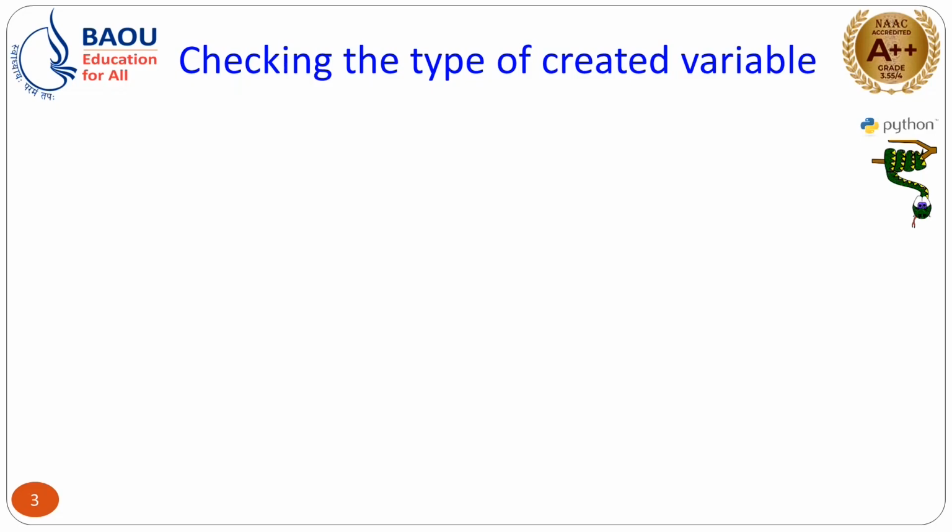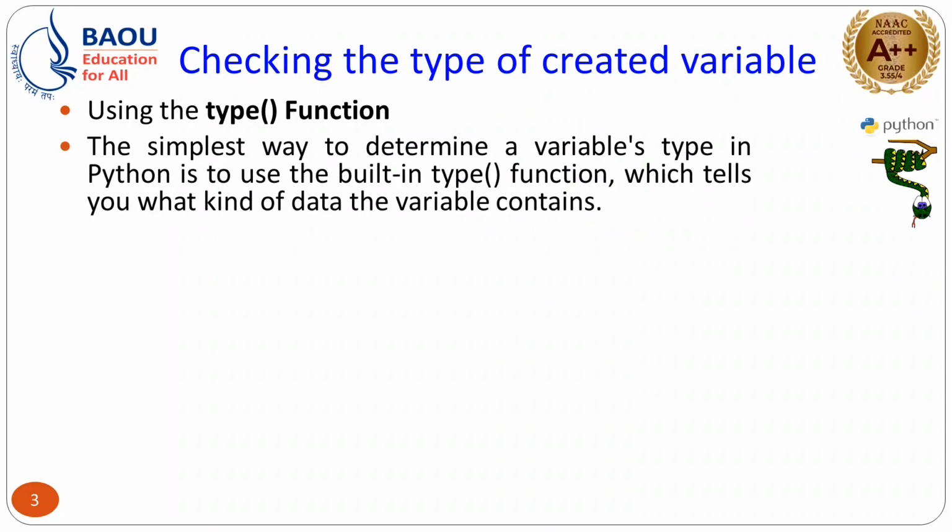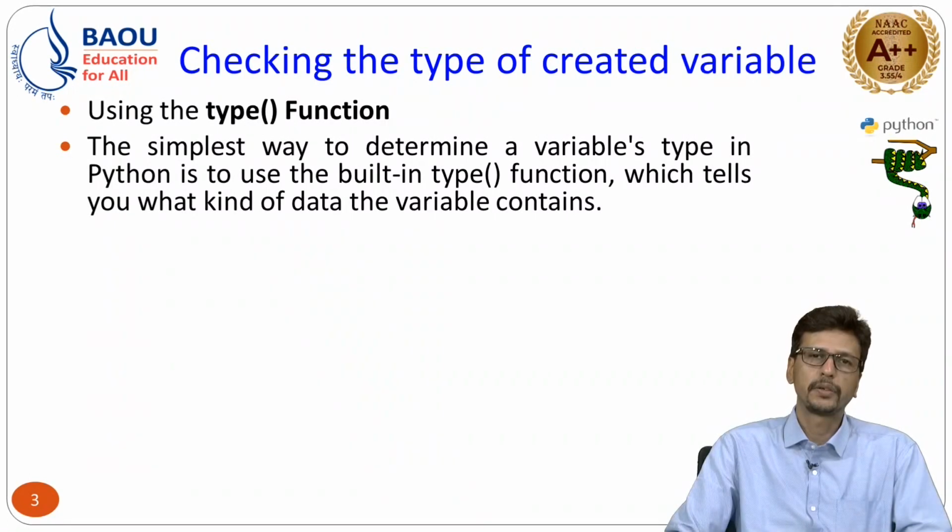Here, checking the type of a created variable. Now suppose you want to check which type a variable is. As you already are aware, in the previous session we discussed that it is not required to declare any variable in Python because Python is a dynamically typed programming language, so it is not required to explicitly declare the variable type.